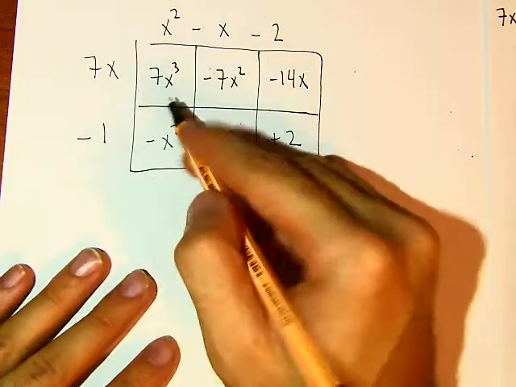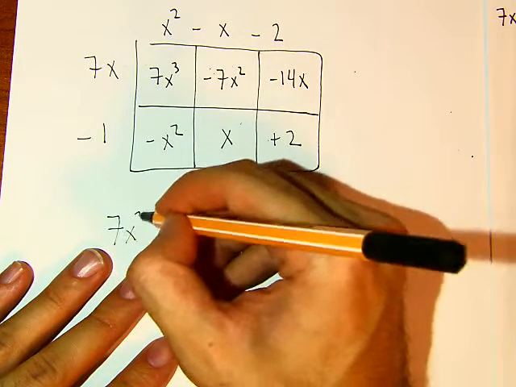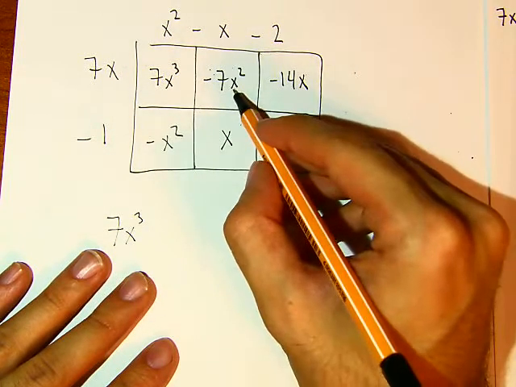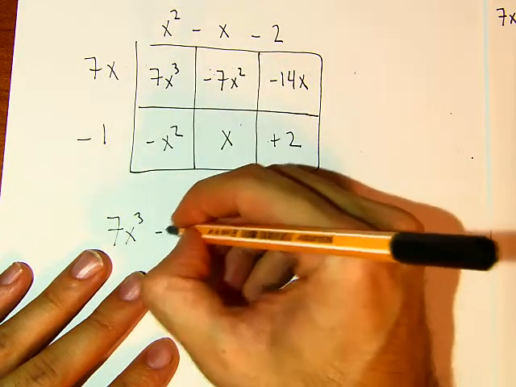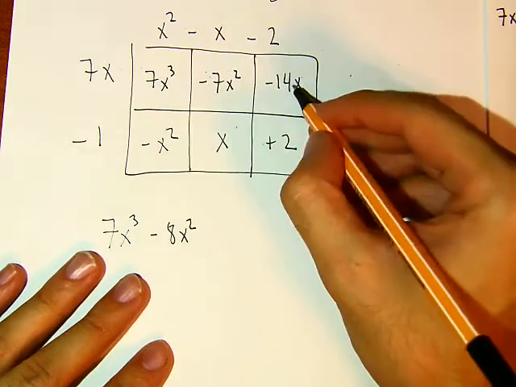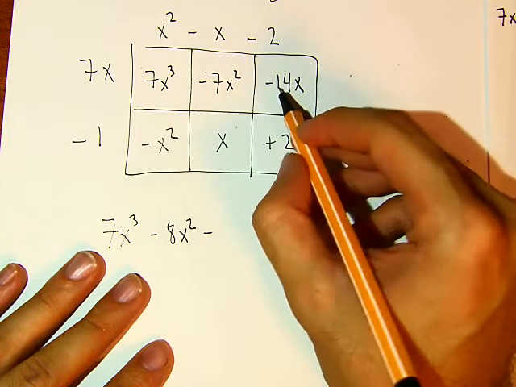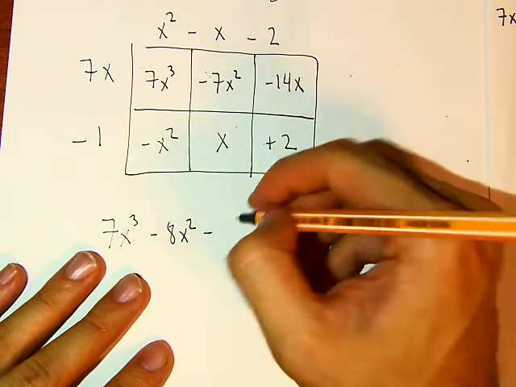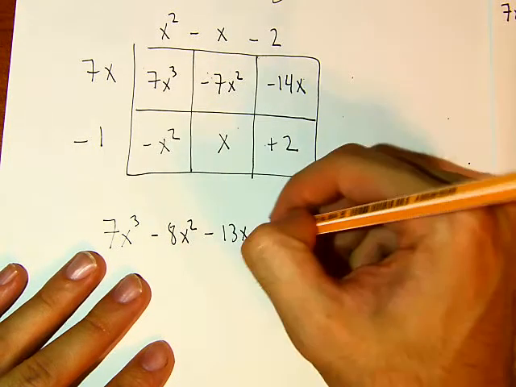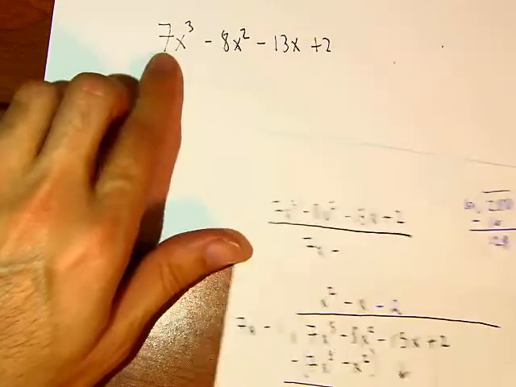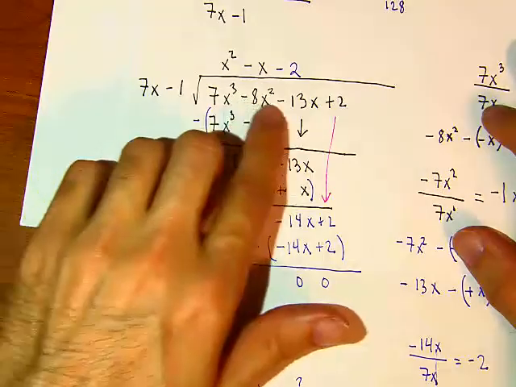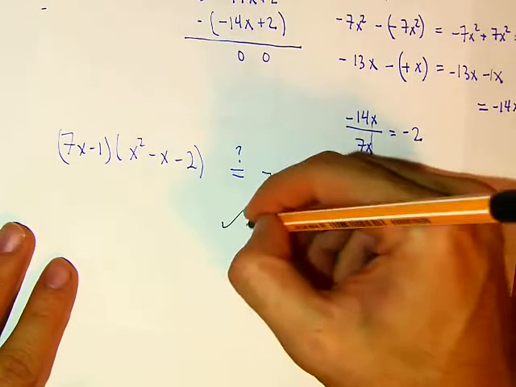And let's see, 7x cubed, you can't combine with anything, so it's there. Negative 7x squared minus this is negative 8x squared. And negative 14x plus x is negative 13x, and you have plus 2. And look, it is the same thing. This is the same thing from here. Okay, so it worked. It was a check. Happy face.